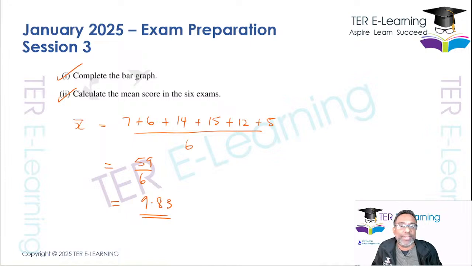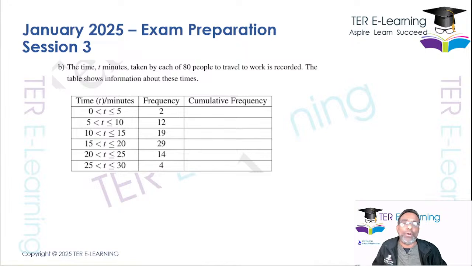Let's see what else we have here now. All right, so the time, T minutes, taken for each of 80 people to travel to work is recorded. The table shows the information about these times. So we have the time in minutes taken by 80 people to travel to work, and what we want to do, that's all.